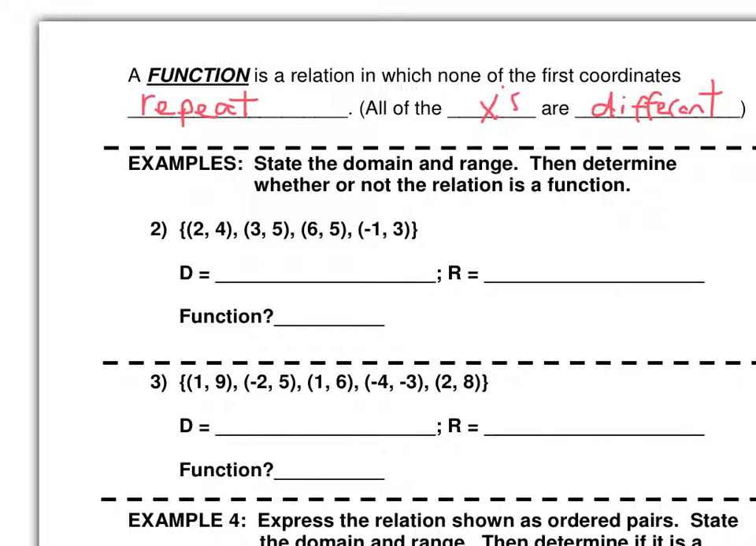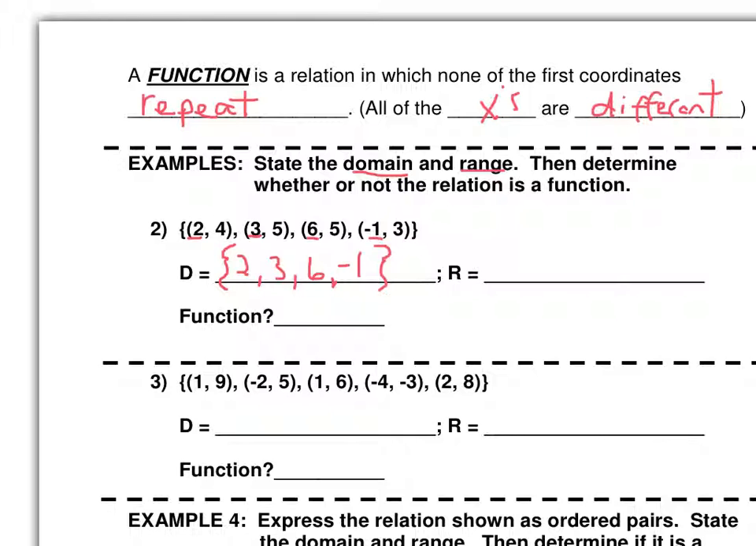All of your x's are going to be different. Alright, so examples. This is example 2. It says state the domain and the range, then determine whether or not the relation is a function. So the domain, you're going to list all of your x's. So I have a 2 and a 3 and a 6 and a -1. And that would be my domain.